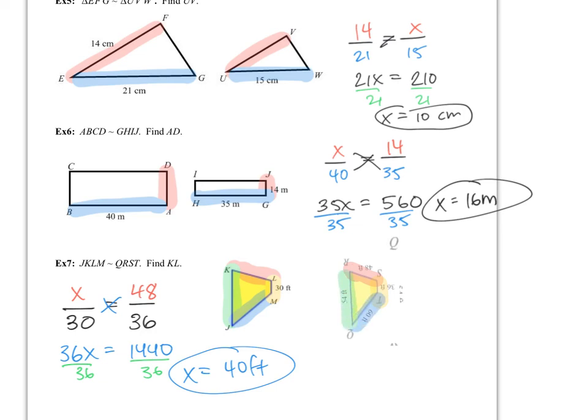So I'm matching up red with red and yellow with yellow to create my proportion x over 30 equals 48 over 36. Solve using cross products, and I get a final answer of 40 feet.